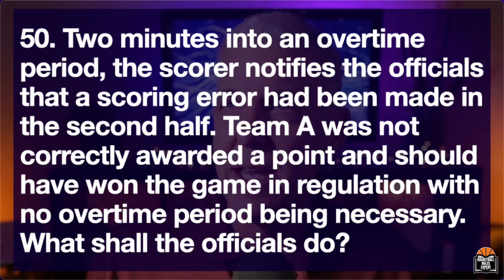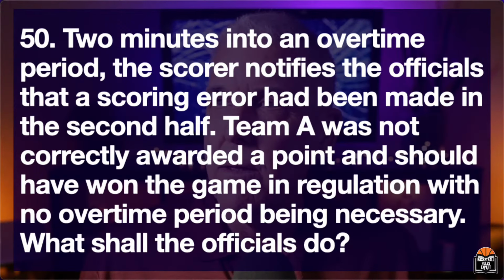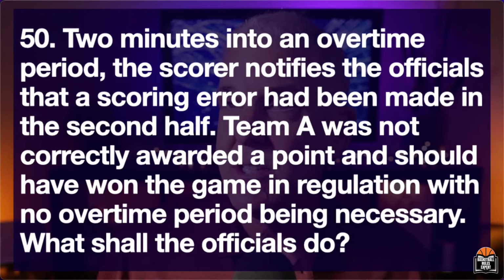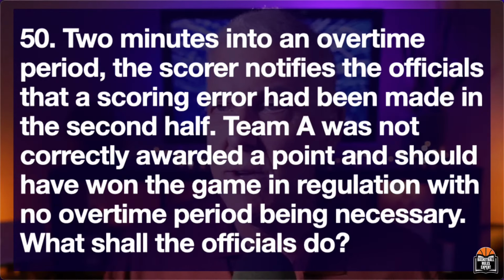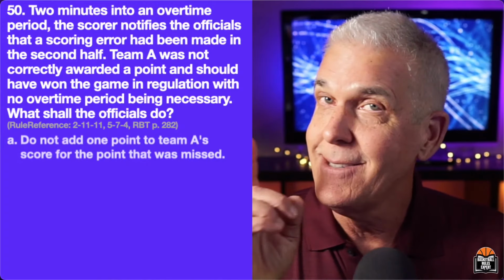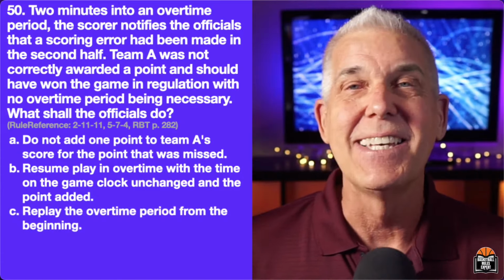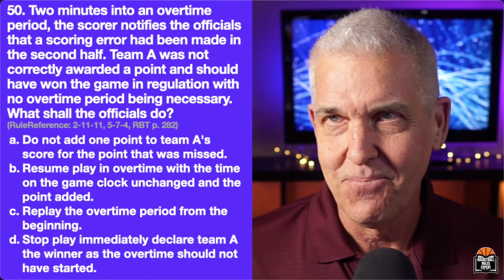Two minutes into an overtime period, the scorer notifies the officials that a scoring error has been made in the second half. Team A was not correctly awarded a point and should have won the game in regulation with no overtime period being necessary. What shall the officials do? What they should do is don't screw it up. This is obviously a key moment. We need to make the correct ruling.